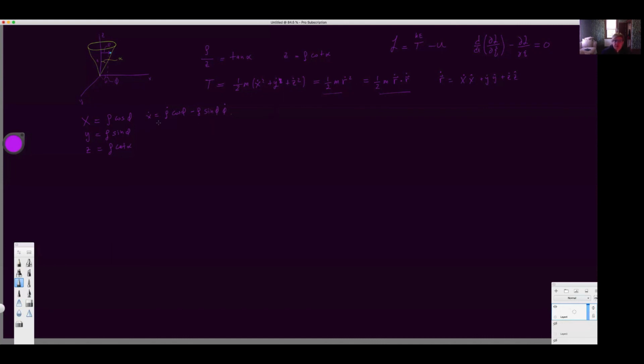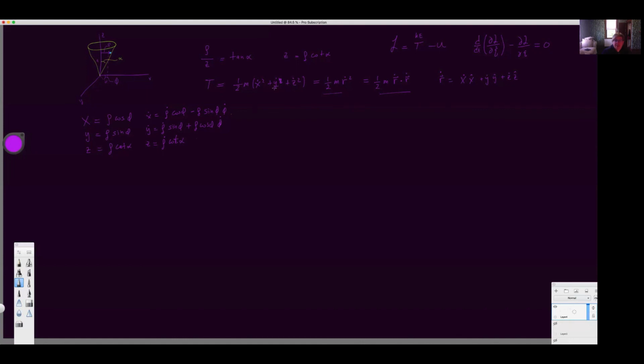So sometimes you won't have to take derivatives of everything in there because those things aren't changing. But in this case, everything, phi and rho, is changing. All right, let's take y dot. Y dot is rho dot sine of phi, plus rho cosine phi, phi dot. And z is really easy because alpha is not changing. That's just a property of the cone itself. So we have rho dot cotangent of alpha. Great.